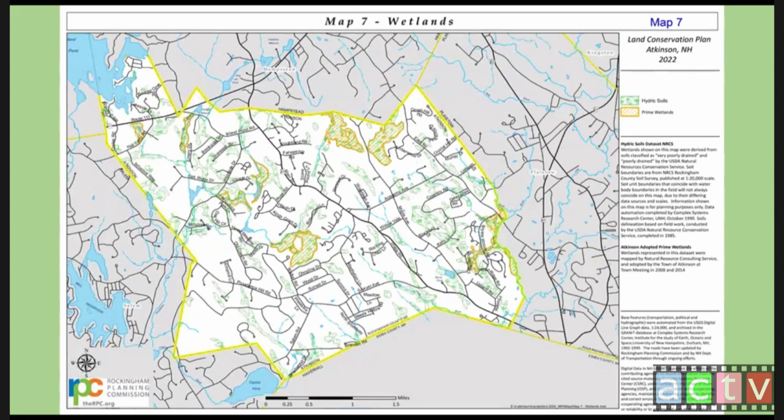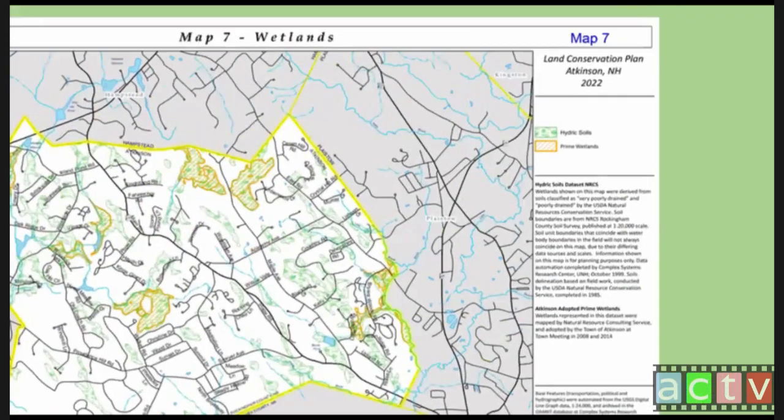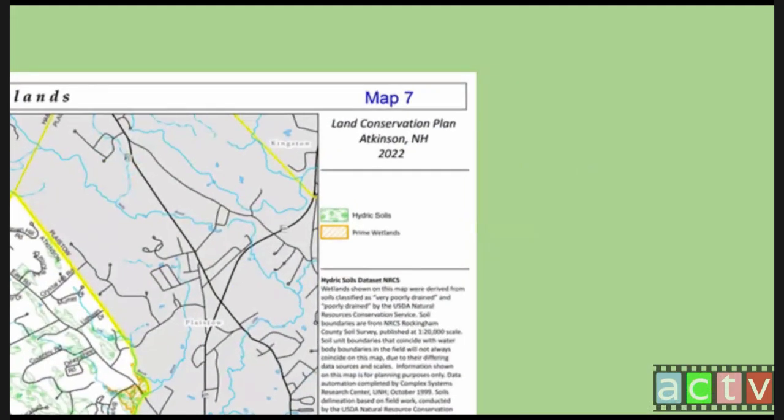Wetlands. This is always a hot topic for conservation commissions. Map 7 gives an overview of the wetland areas in town. And looking at the legend, we see that wetlands or hydric soils are shown in green and prime wetlands are outlined in orange. And just for the TV audience, I will mention that prime wetlands were delineated in a prime wetland study conducted in 2002 and have been approved by the town for special protections both through our zoning and through state regulations which are administered by New Hampshire DES.